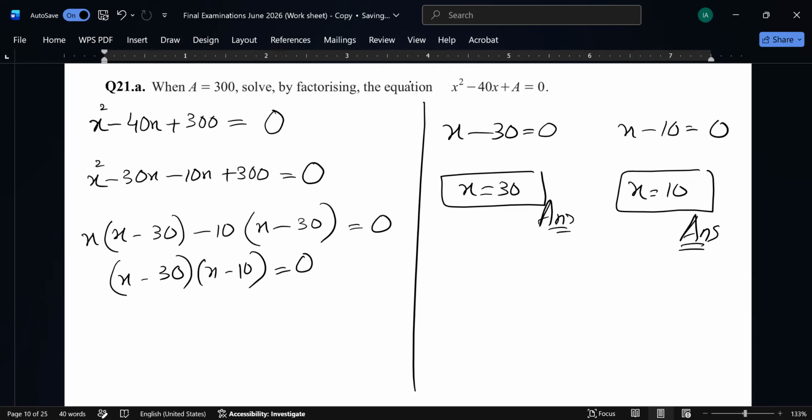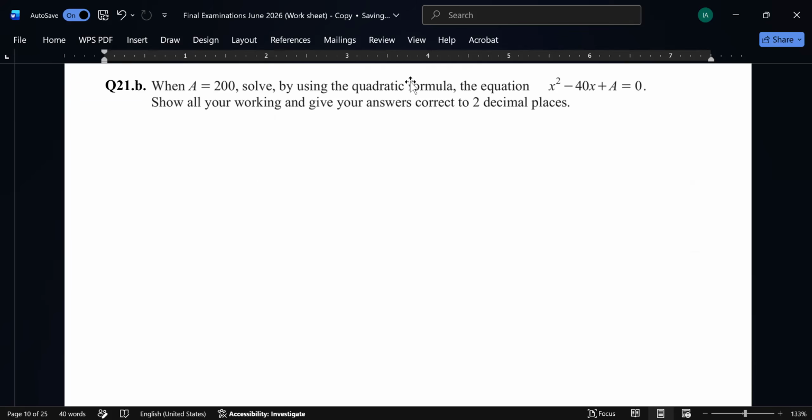Right, this is the way we factorize and solve this equation. The next part, we told you to write down the value of a as 200 and solve the equation. This whole line tells you that there will be no middle term breaking method. There is no factorization method. You just follow the quadratic formula.